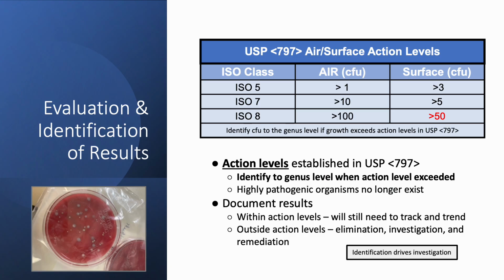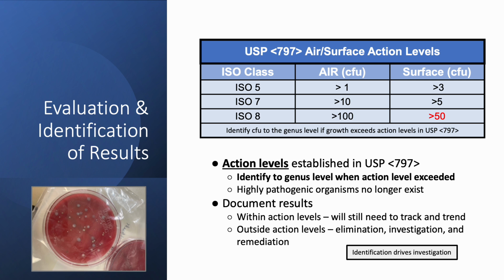Once we have incubated and we've counted our CFU, or colony forming units, we're going to then look at what we have and analyze our results and see if we need to take action. The chart here at the top of the slide shows you what each ISO classification requires and what the actionable limit is. So for an ISO 5 area, air can only grow 1 CFU. Anything greater would be an actionable level. For surfaces of ISO 5, anything greater than 3 would be actionable. So 3 would be allowed, but actionable would be greater than 3. And then so forth and so on for ISO 7 and ISO 8.